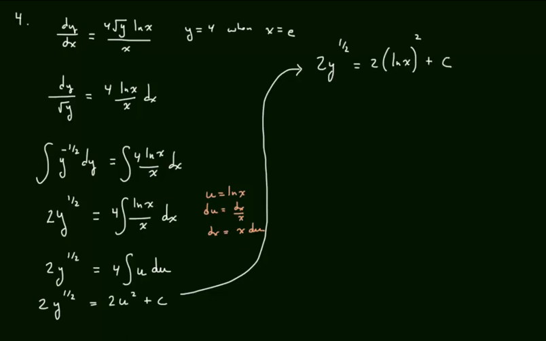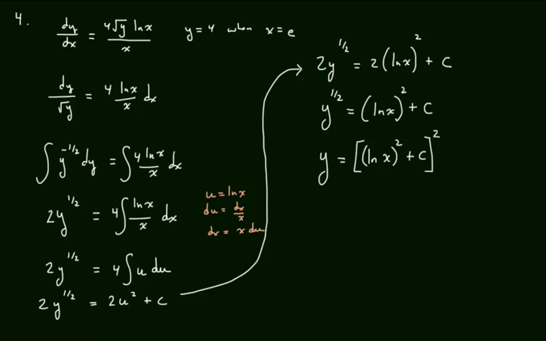Here we go. Choices, choices, choices. When do you want to solve for c? That really is your choice. But I'm going to do it where I solve for y first. So y to the 1/2 equals the natural log of x quantity squared plus c. Then I have to square both sides, so y equals the natural log of x, squared, plus c, and that quantity gets squared. I'll plug in 4 for y, and I'll plug in e for x.